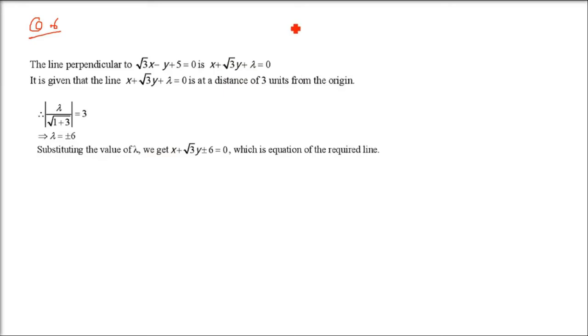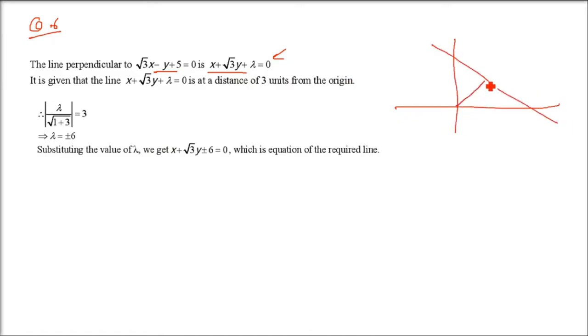So x and y will actually be 0, 0 because it is from the origin. What you have to do? The distance will be ax plus by plus c divided by under root a squared plus b squared. This is the distance, and the distance is given as 3. In ax plus by plus c we put x and y equal to the origin, because the distance is from the origin.